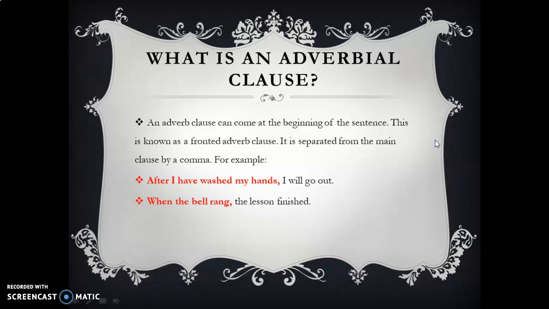Okay. An adverb clause can come at the beginning of the sentence. This is known as a fronted adverb clause. It's fronted because it's at the front of the sentence. It is separated from the main clause by a comma, as we agreed. For example, after I have washed my hands, comma, I will go out. When the bell rang, comma, the lesson finished.